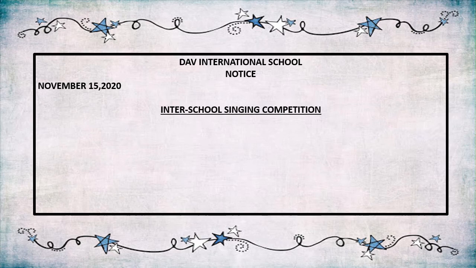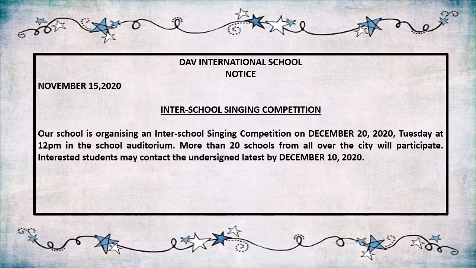Then you will write the title of your notice. Here the title will be Inter-School Singing Competition. Now the body. Our school is organizing an inter-school singing competition on December 20, 2020, Tuesday at 12 p.m. in the school auditorium. More than 20 schools from all over the city will participate. Interested students may contact the undersigned latest by December 10, 2020. Then your name and your designation. You can even add your class if you wish to. See how neat the notice is looking? This is how exactly your notice should look.